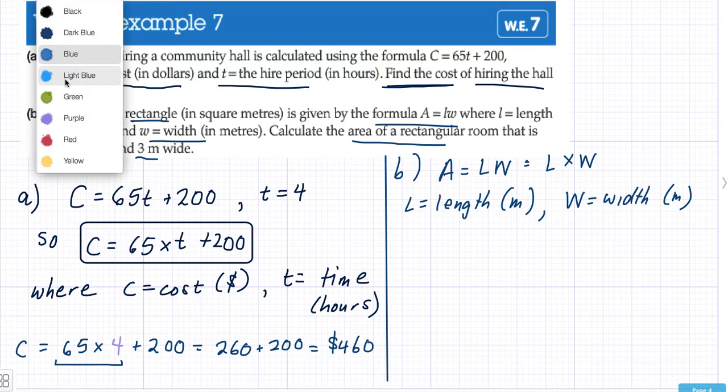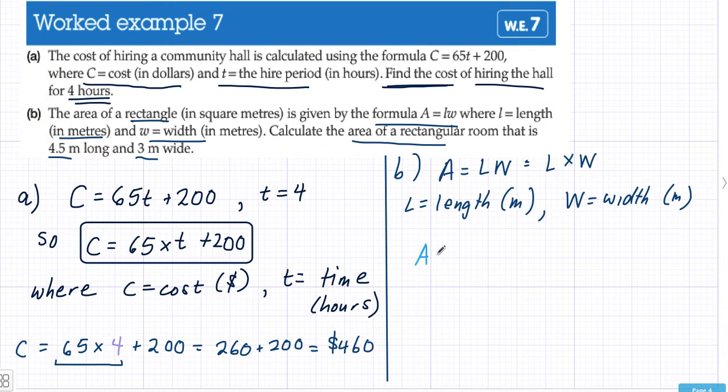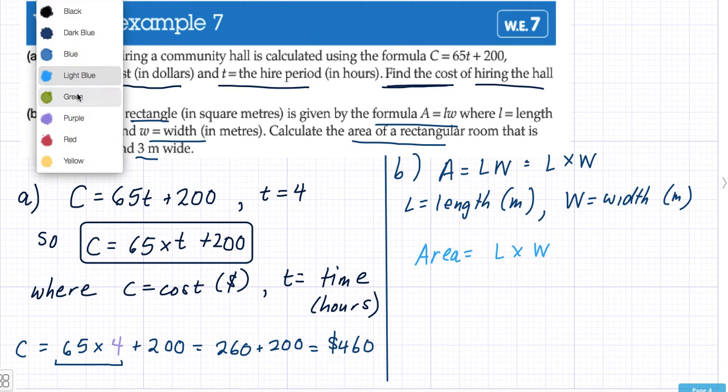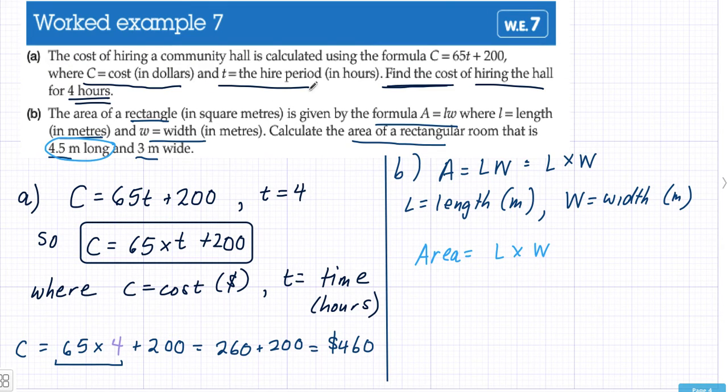So what we would do is use our formula, and we actually have two things to substitute here into our area formula. Remember that it's length times width. Now for us, our length is 4.5, so I'm going to replace that L there, I'll do it underneath, with 4.5. That's the length. And then I've got the width. It's 3 meters wide, so I replace the W with a 3. So we've got 4.5 times 3.